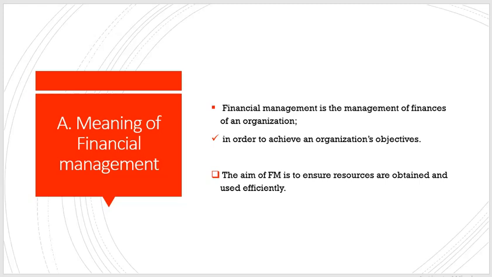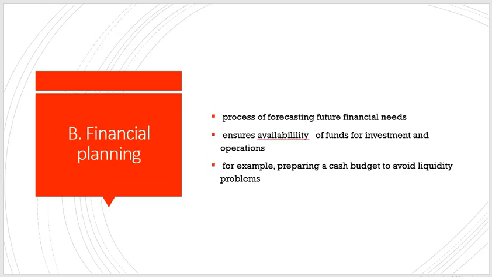Okay. So to understand financial management better, we should appreciate two concepts of financial planning and financial control. What is financial planning? In financial planning, what we do is we forecast future financial needs. So what do we need in the future? In the future, we might need to hire new employees. We might need to extend our business. That's financial planning. So in the process of financial planning, we have to ensure that there is availability of funds for investment as well as operations.